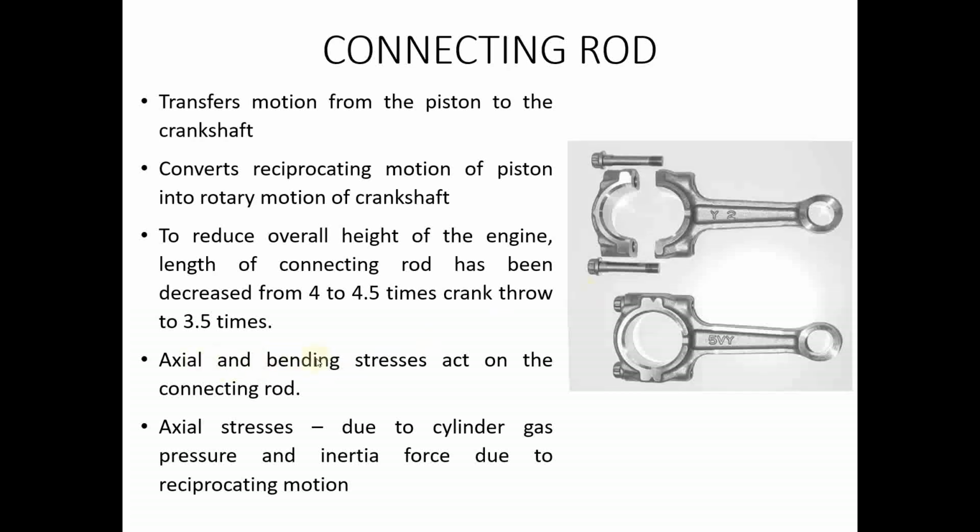Now there are various stresses acting on the connecting rod, so usually the connecting rod is made very strong compared to the piston, and it is actually made into an I section or an H section in order to reduce the weight and to have a very good strength to weight ratio. So that is why we have an I or an H section for a connecting rod.